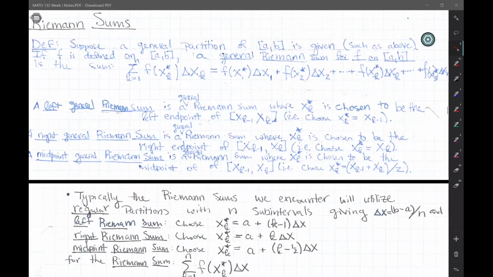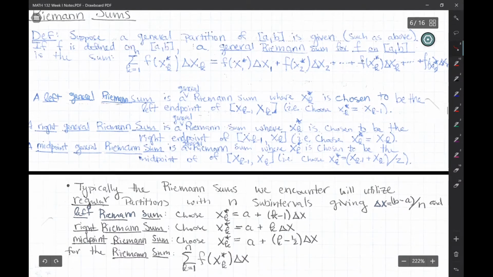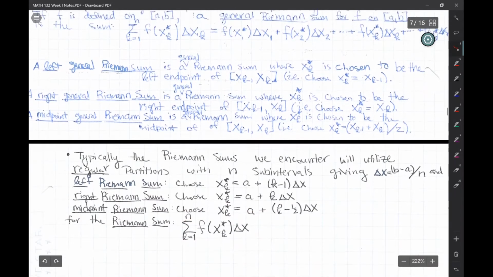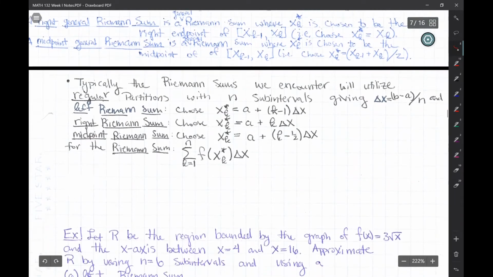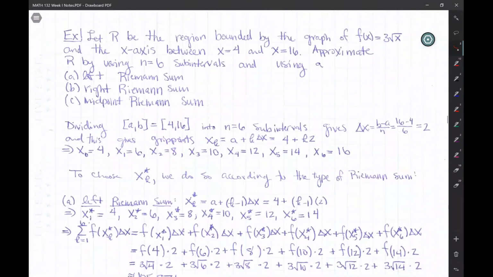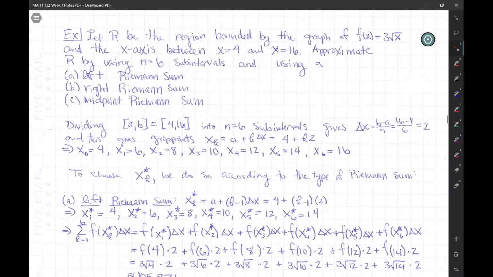Okay, so that's the basic idea behind the Riemann sum. And here is the formula. And as a recap, we'll just be using regular partitions with each one having equal length. And the big question is, where do you choose to evaluate the function? Left endpoint, right endpoint, or midpoint? And typical examples have one approximating the net area under a curve using this Riemann sum.